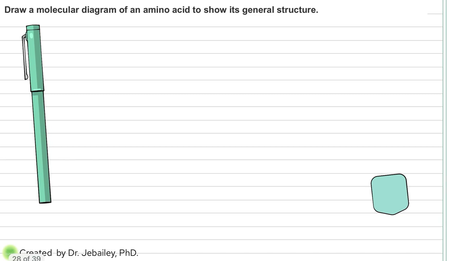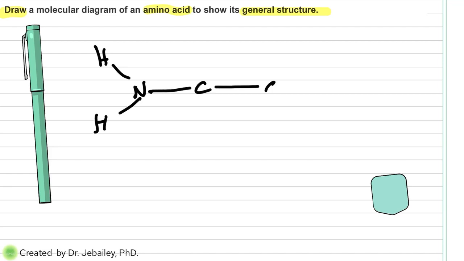Now here's the next question. The question says, draw the molecule diagram of an amino acid to show its general structure. This is something that you have to know by heart. We start with the nitrogen and the hydrogens, then you have the carbon and another carbon. This is bound to hydrogen, this is bound to R, this is bound to oxygen. So this is a very generalized structure of an amino acid.